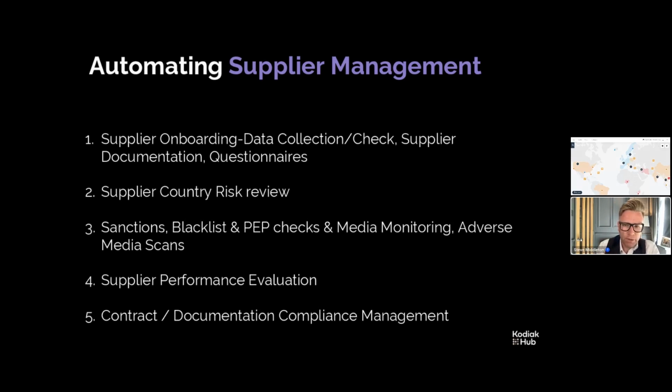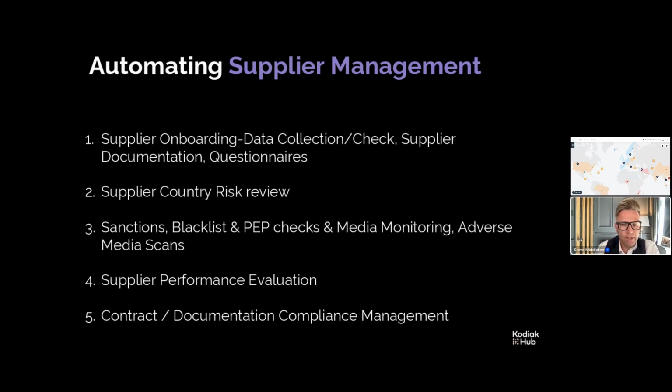So the 5 areas I'm going to cover include supplier onboarding, including all the data collections, questionnaires, documentation, etc. Supplier country risk review and why that's important. Sanctions, blacklists, politically exposed people. Supplier performance evaluation. I know that's something that many I speak to just simply don't have the time to review: the performance of their suppliers. Well, that's bonkers. We should absolutely be measuring the performance of our suppliers, and automation is going to enable you to do that with very little effort.